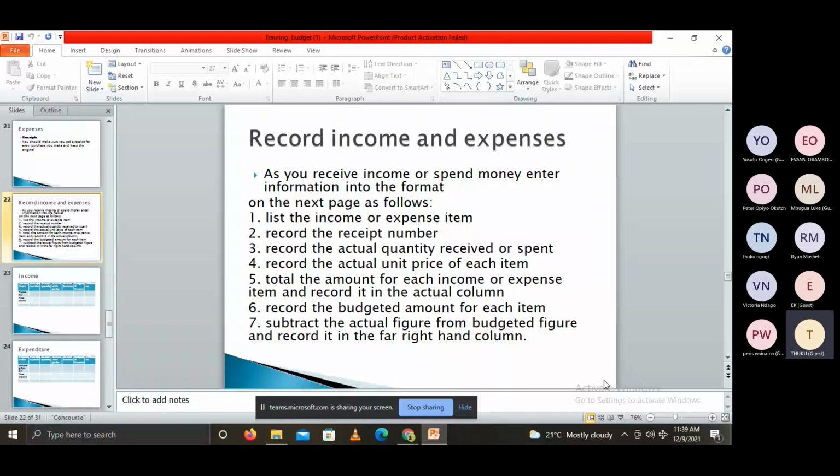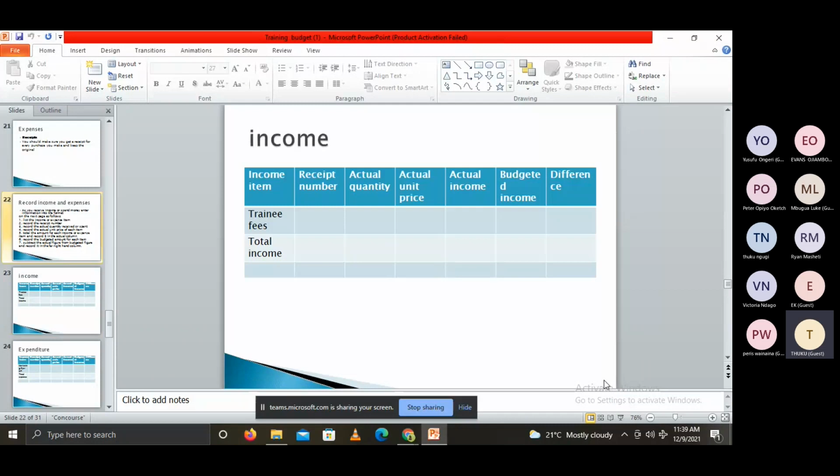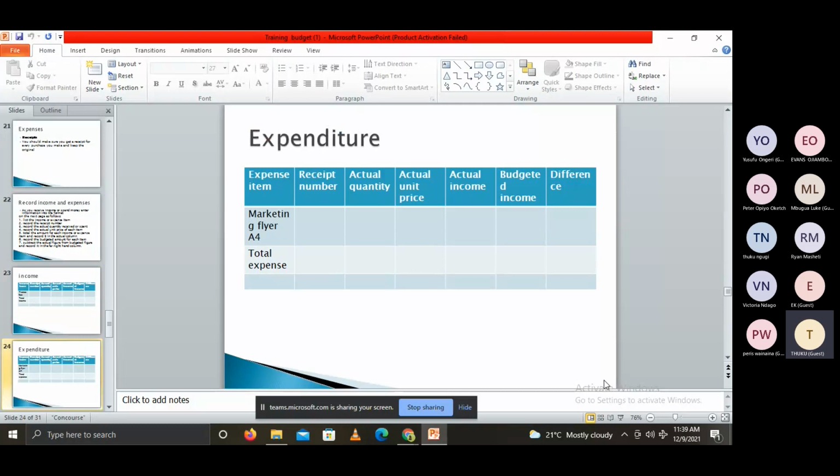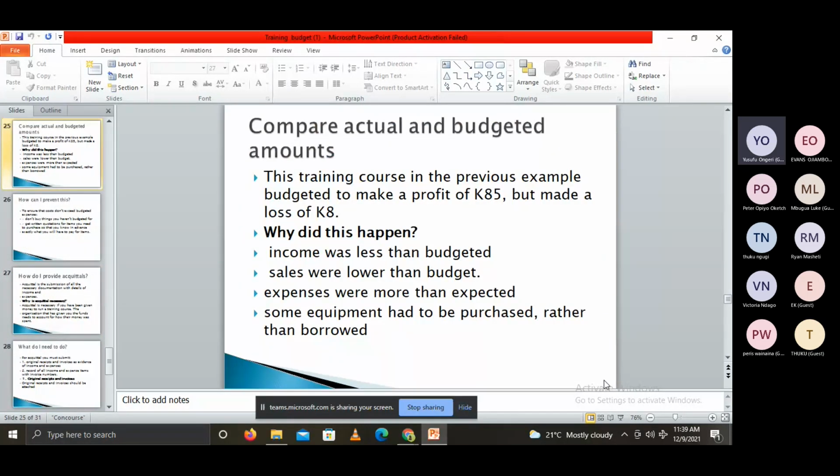I think this is more of a repetition. But this is a list of the income: the income item, the receipt number, the actual quantity, the unit price, actual income, budgeted income. I think that should have been joined with the other one. Then you compare actual and budgeted amount.